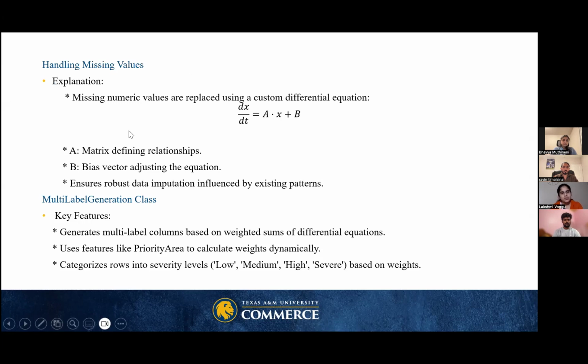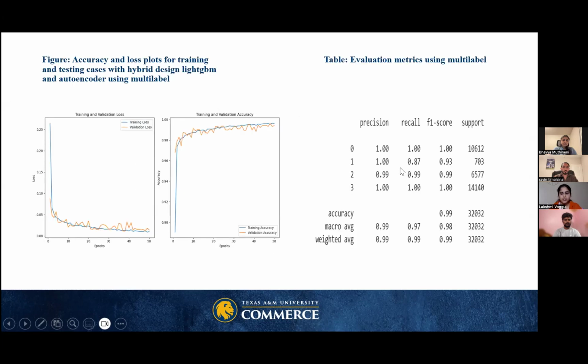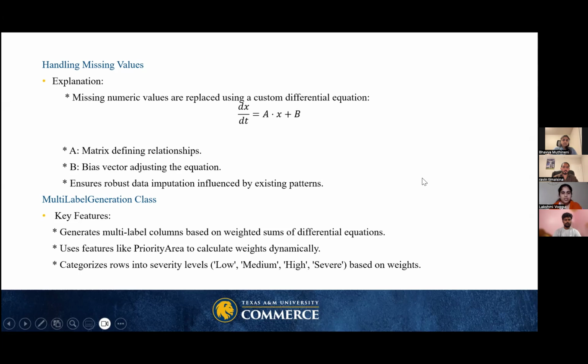As we discussed, how will we handle the missing values? There will be one differential equation: dx/dt = A·x + b, where A is the matrix defining relationships and b is the bias vector adjusting the equation. It ensures robust data imputation influenced by existing patterns.